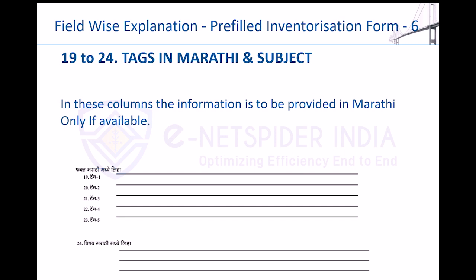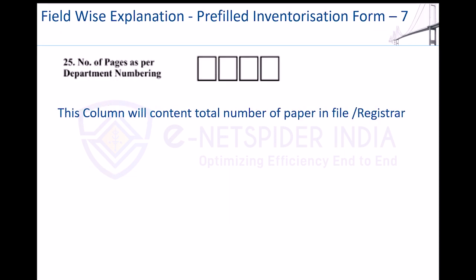And last but not the least is field number 25, wherein you have to mention the total number of pages that the file or folder carries, which will be scanned, so that it can be tallied with NetSpider's total number of pages during the scanning operation.